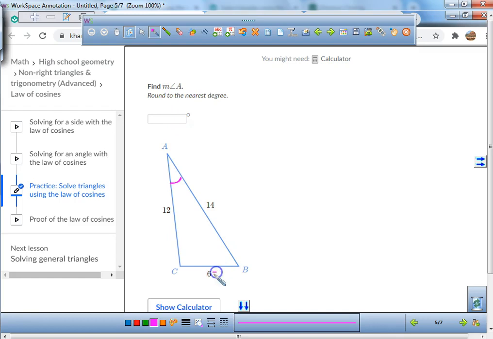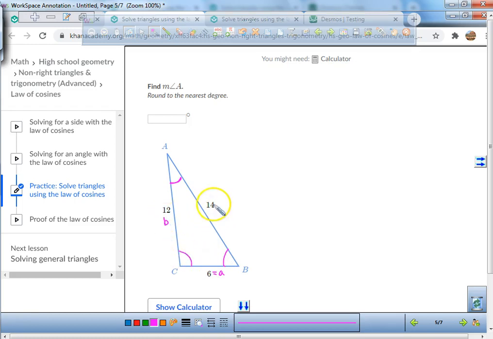So this right here, guys, this is lowercase a. This is capital B, so this is lowercase b. This is capital C, which means this is lowercase c. Now, if we're trying to find the measure of angle A, then you need to please start out with A squared. So put A squared equals B squared plus C squared minus 2BC times the cosine of capital A. It's super important that if you're trying to find the measure of angle A, that you lead with the lowercase a.